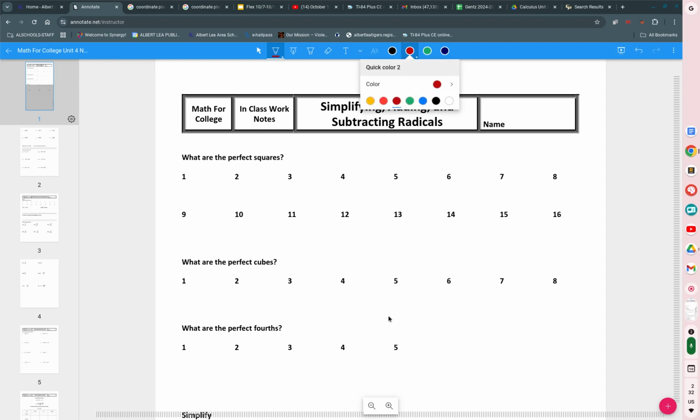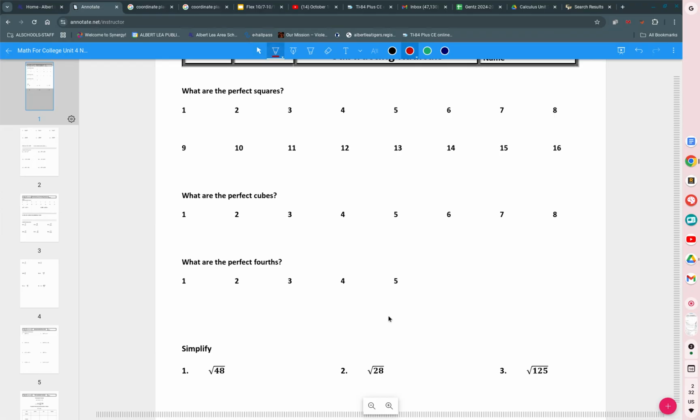We first need to talk about what perfect squares, perfect cubes, and perfect fourths are. We know the perfect squares because 1 times 1 is 1, 2 times 2 is 4, 3 times 3 is 9, 4 times 4 is 16, and 5 times 5 is 25. I give you this list on the test.